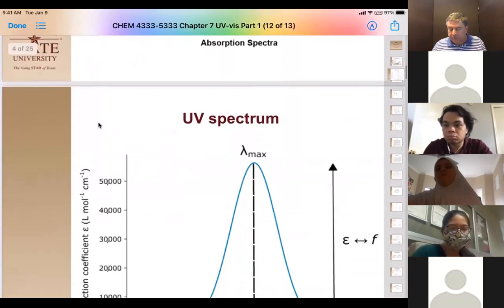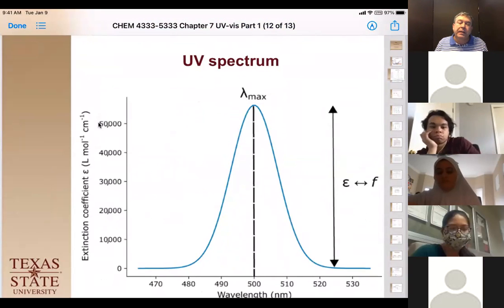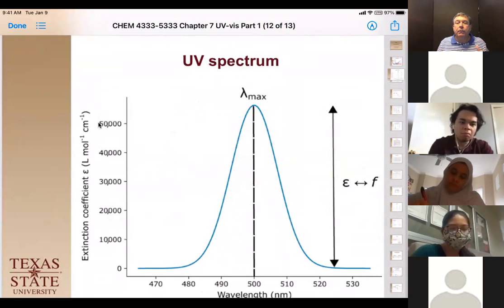So we'll stop there. Okay, so another thing we have, because it's concentration dependent and path length dependent, is that each individual molecule has what we call an extinction coefficient.